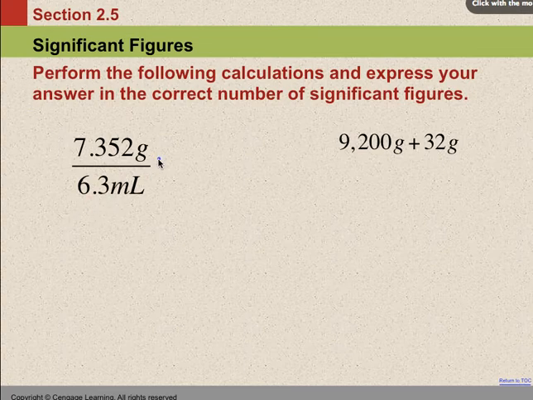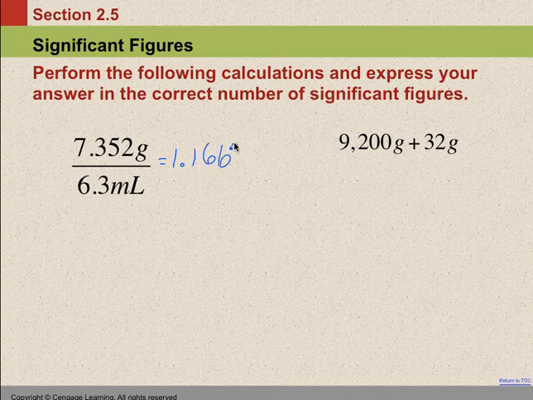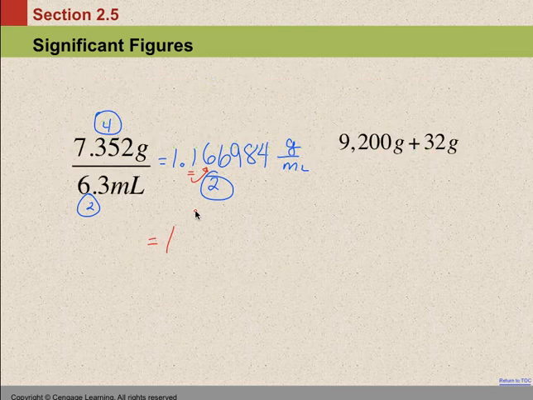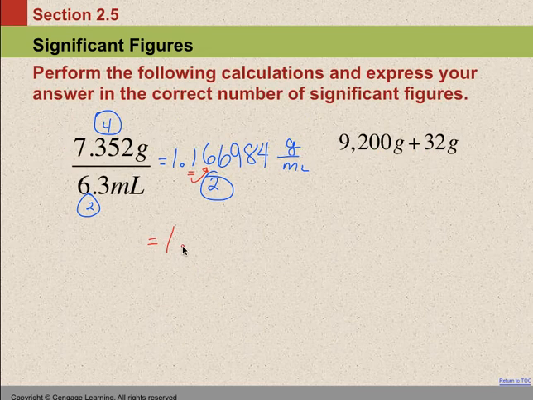Putting this in the calculator, I come up with an answer of 1.16694 grams per milliliter. Looking at the numbers I divided, this one has 4 significant figures, this one has 2. My answer should be rounded to 2. To round it to 2, I'm going to have to round it to the tenths place. Looking at the digit immediately following it, it's a 6. So I'm going to have to round up to 1.2 grams per milliliter.